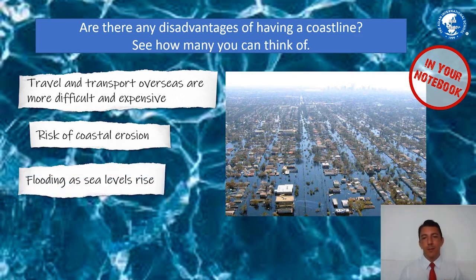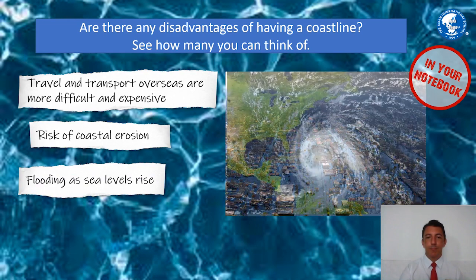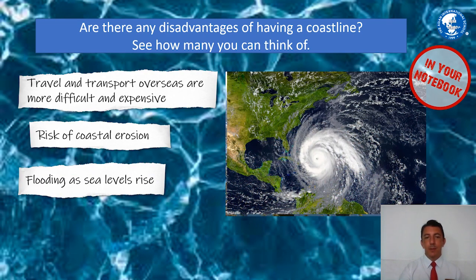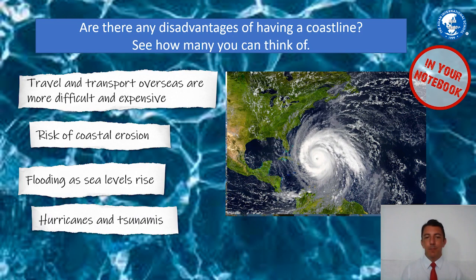Coastal flooding, and this is becoming a bigger problem with global warming as sea levels rise. Hurricanes and also tsunamis, depending on where you live. If you live beside the coast, you're at risk from big storms, hurricanes, typhoons. And also if you're in an area that suffers from undersea earthquakes, you may also be prone to tsunamis. So these are some of the disadvantages of living along the coastline.